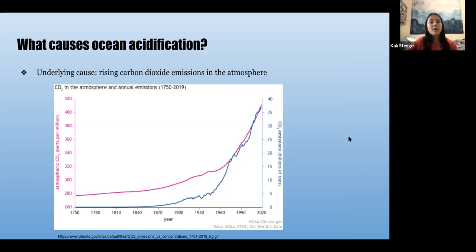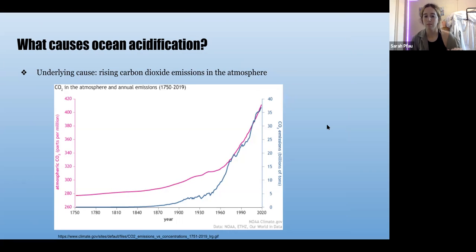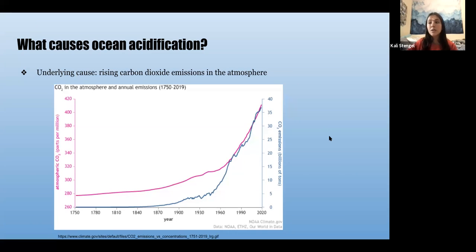Next, we're going into what causes ocean acidification. The underlying cause is rising carbon dioxide emissions in the atmosphere, and the root cause of this is anthropogenic causes. Looking at this graph, you can see that carbon dioxide atmospheric levels and emissions are both increasing since about year 1900. You can see that there's an exponential growth that has become steeply increased towards our present time.